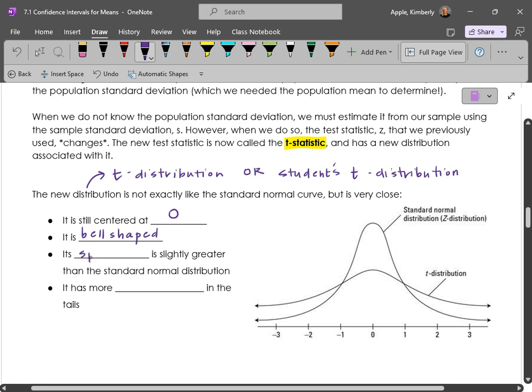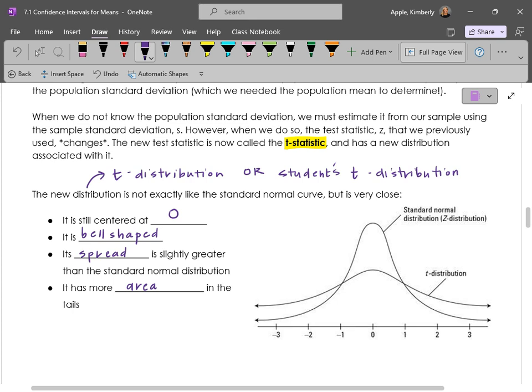But its spread is slightly greater than the standard normal. Notice the variability is a little bit more because there's more going on out here on the edges. It has more area in the tails. The area still sums to 1, but it's just a little bit different. It's a little flattened out.